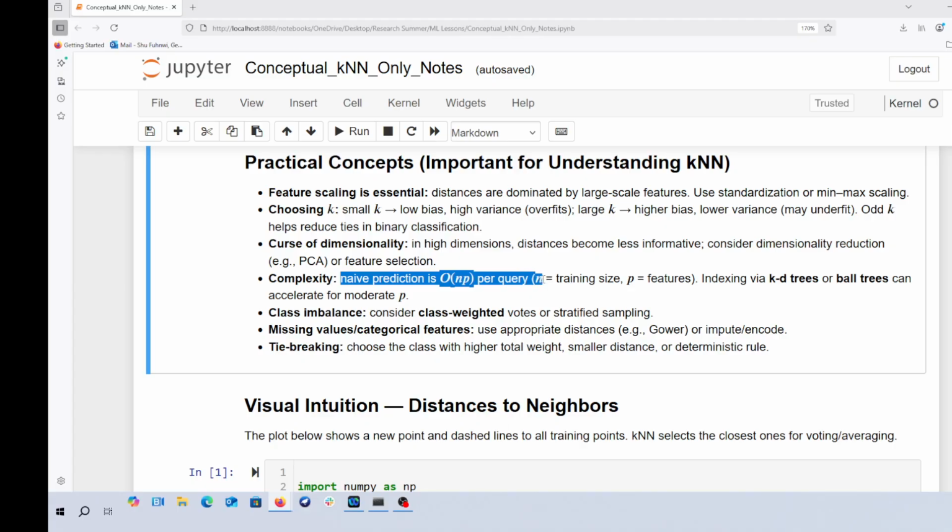Also, we want to know the complexity of the algorithm, which is always O of n multiplied by p, where n is the training size and p is the number of features. I also mentioned the notion of imbalanced class problems. We should consider weighting these, making sure that the classes are balanced before we use KNN, or better still, we can use stratified sampling when we are cutting the data, to make sure that the categories of those classes are the same for each training set that we are trying to use for KNN.